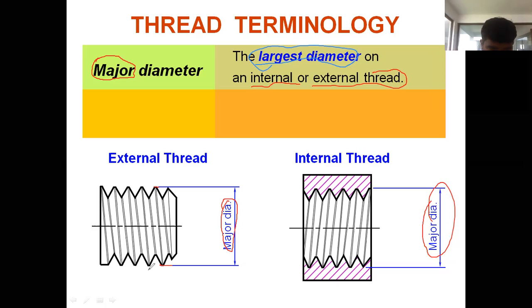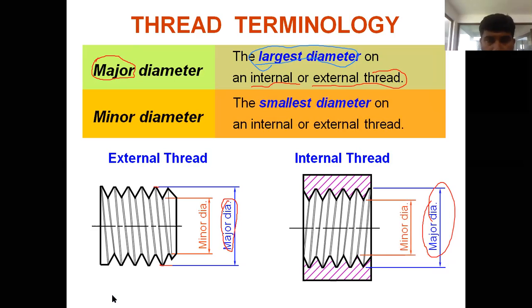So next, minor diameter. Minor diameter is the smallest diameter on internal or external thread. You can see in the figure, this diameter is about the central axis. This is the minor diameter for external thread. It is the smallest diameter.